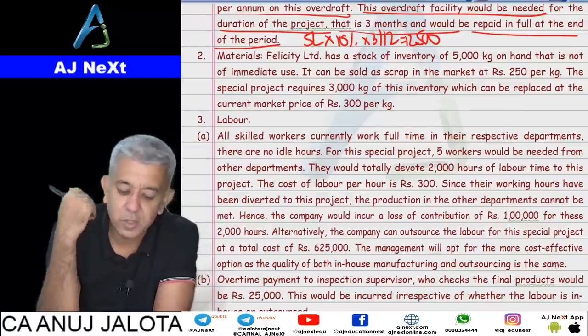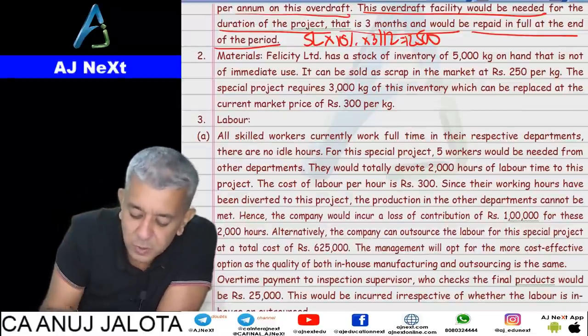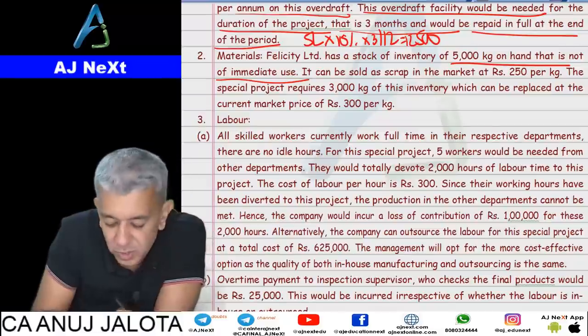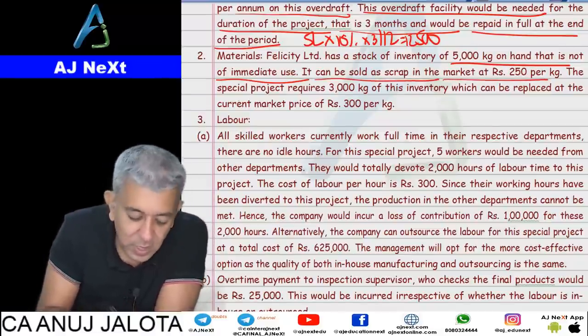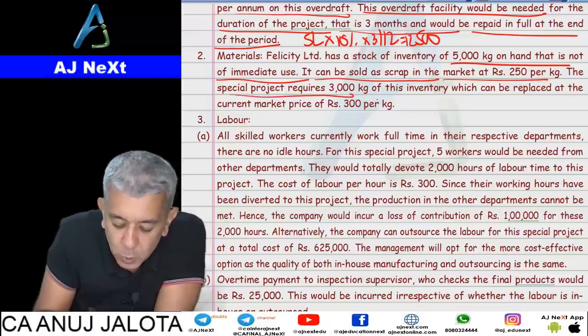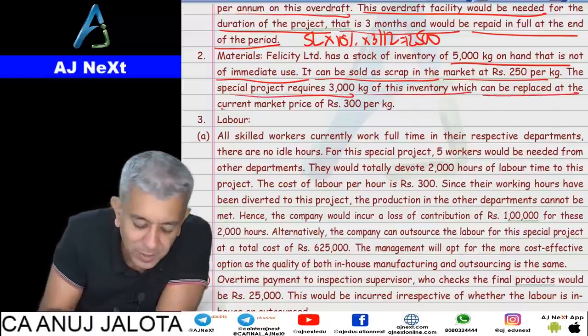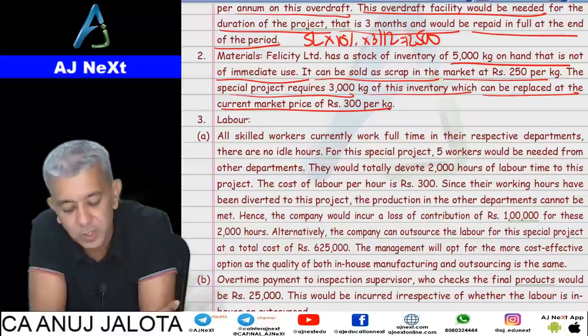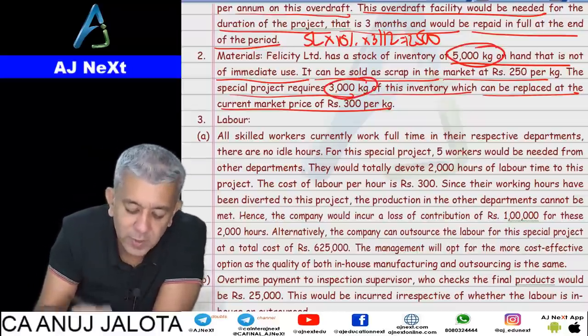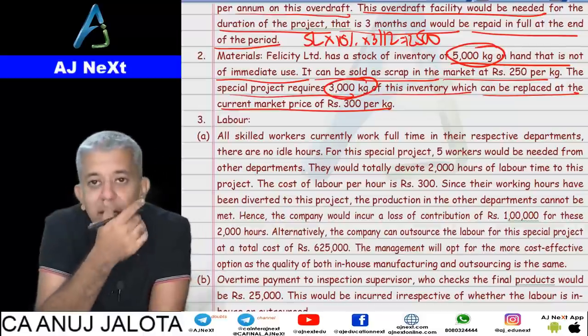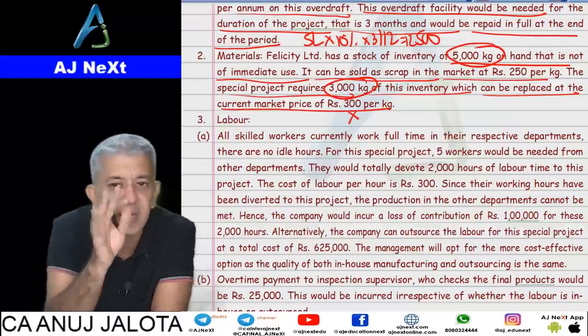Further, second, materials. Felicity Limited has a stock of inventory of 5000 kgs in hand that is not of immediate use. It can be sold as scrap in the market at the rate of 250. The special project requires 3000 kgs of this inventory, which can be replaced at the current market price of 300 per kg. Now see, we have some particular stock of 5000 kgs, but we only require 3000 kgs of this.